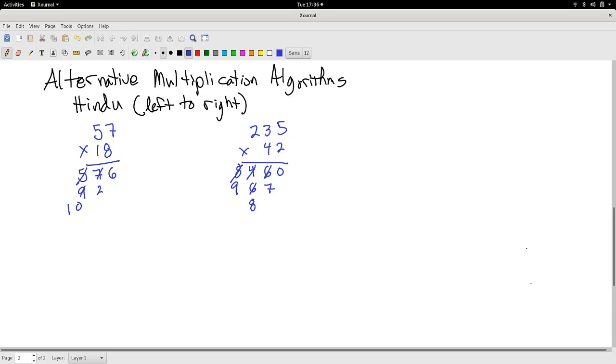And again, that's the Hindu left to right, starting at the top, moving across and down.